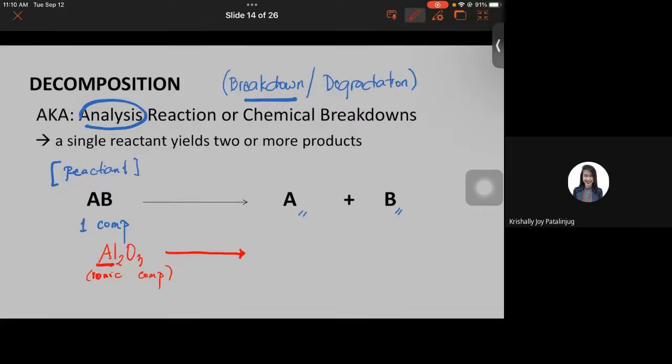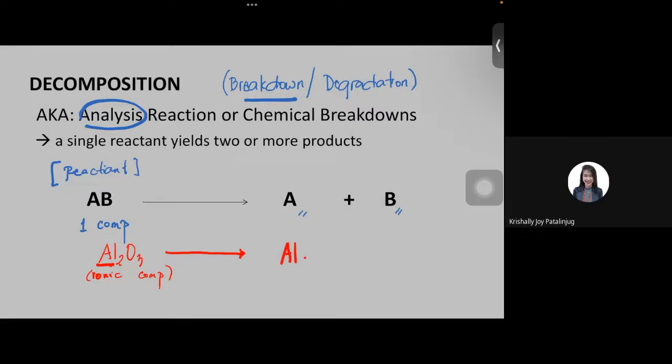So based on the chemical formula, the metal portion is the aluminum. So it will produce a solid aluminum, a metal aluminum, and the gas that could be formed or released if we break down the compound aluminum oxide would be the gas oxygen. Okay. So observe on the chemical reaction, you have one compound broken down into two products. So that's decomposition, decomposing, breaking down, degradation.